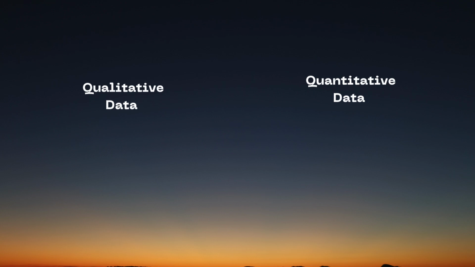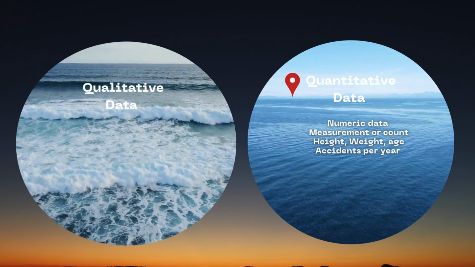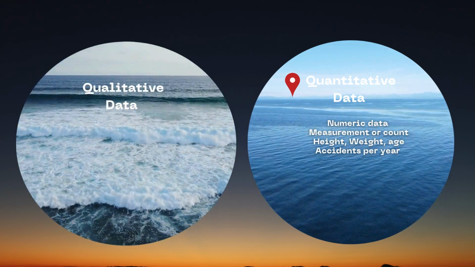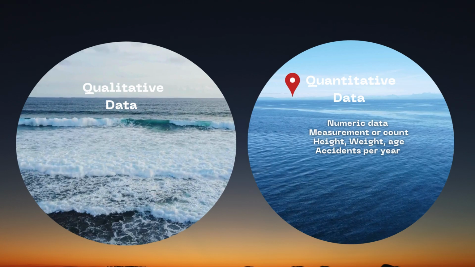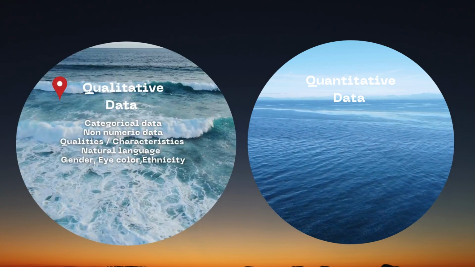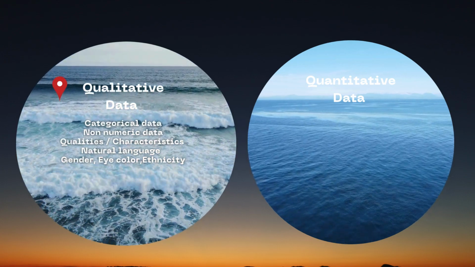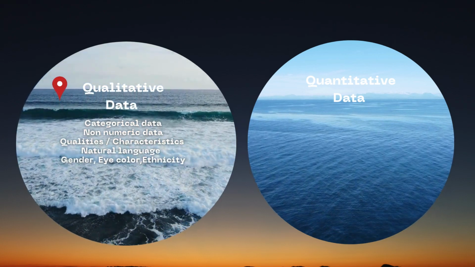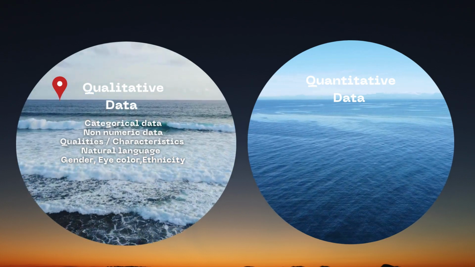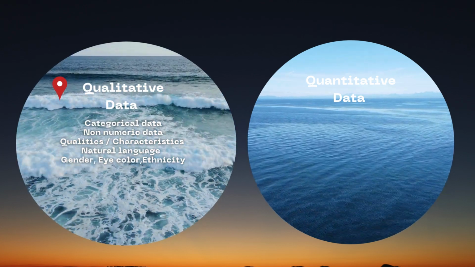Data can broadly be classified into two main types, quantitative and qualitative. Quantitative data is numeric in nature, presented in numbers. This type of data comes from either measurement or counting, such as height, weight, age, number of accidents per year. In contrast, qualitative data, also known as categorical data, is non-numeric data which describes qualities or characteristics. This type of data is expressed in natural language rather than numbers. Examples include gender, eye color, ethnicity, and presence or absence of specific clinical symptoms or findings, etc.